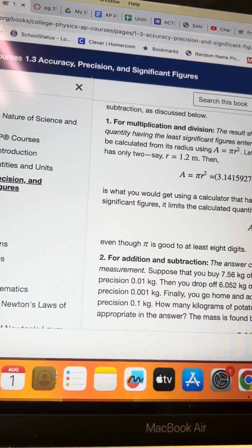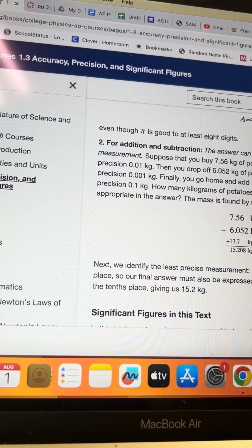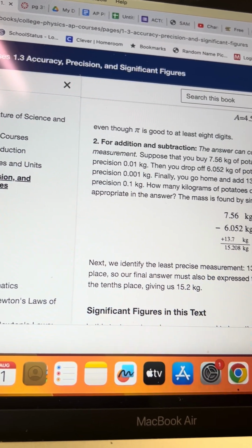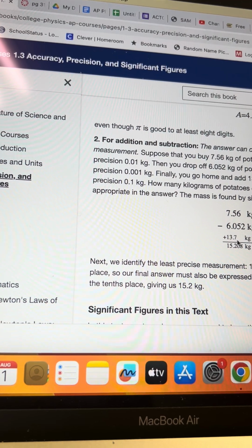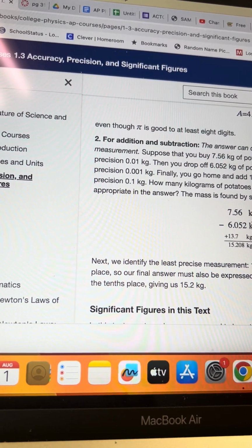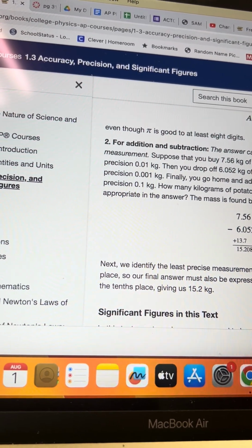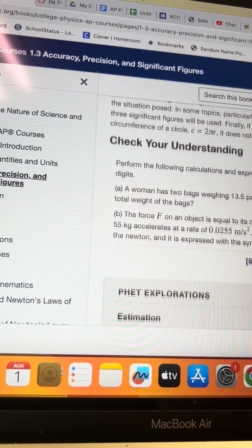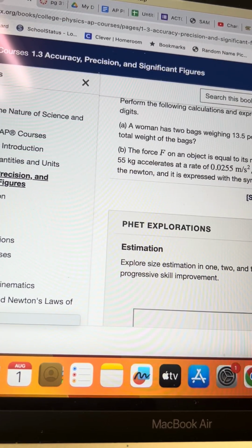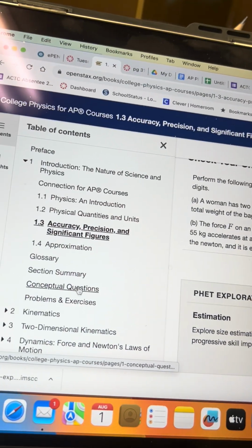That wasn't the best example, but anyway, if you're adding and subtracting, you go with your lowest decimal place. I don't know why this was smaller here, but this is only to 1 decimal place, so my answer needs to only be 1 decimal place when you're adding and subtracting. So you can come back and look at that. I think we went on and worked some problems, so let's go down to here.